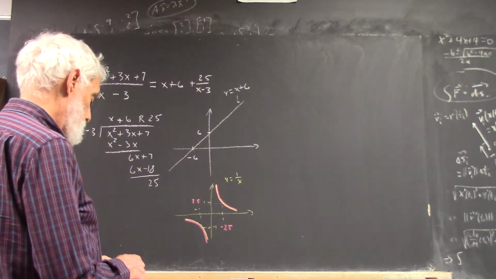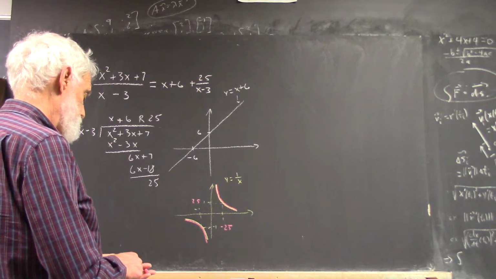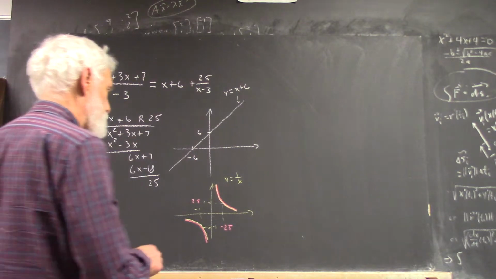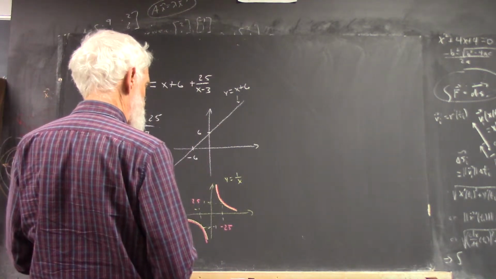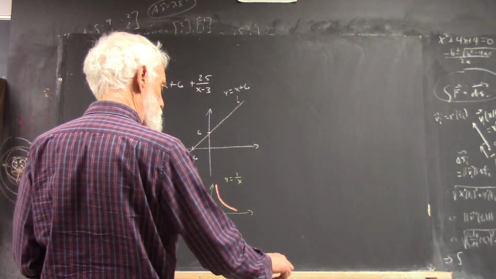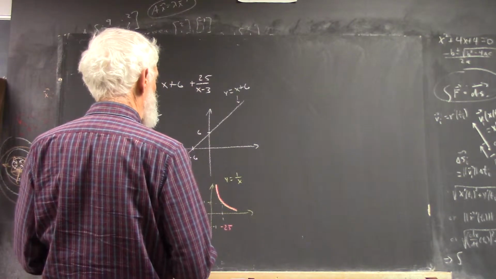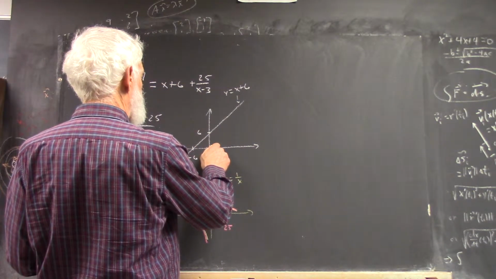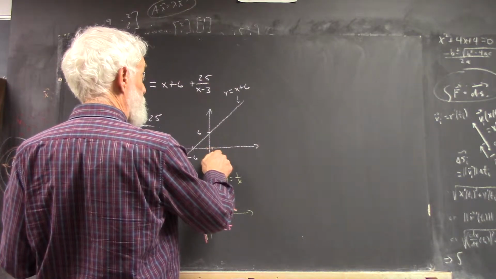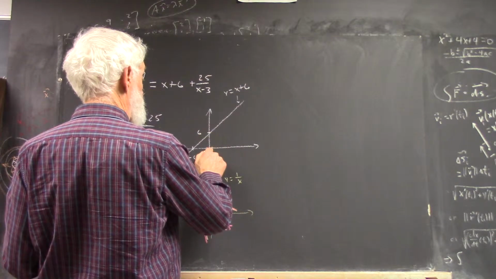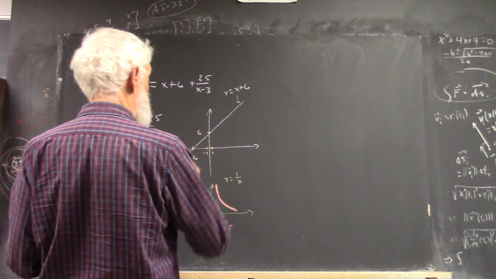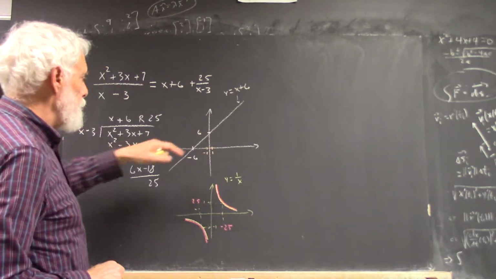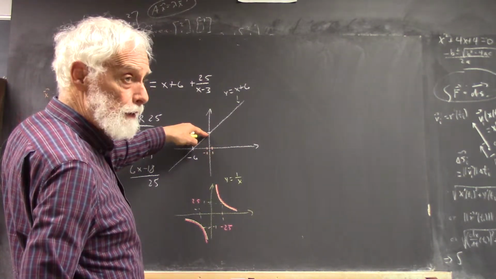So where's 1? Well, 1 is going to be, if this is negative 6, then 1's about here, negative 1, and 1's about here. So here's 1, here's negative 1. Okay, now if 6 is here, where's 25?